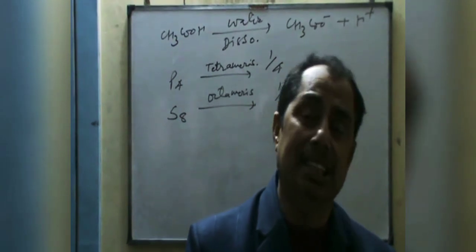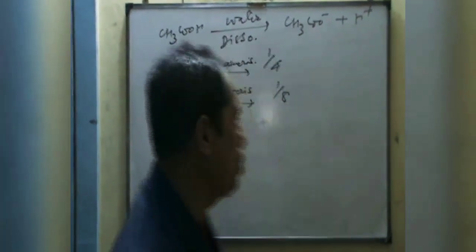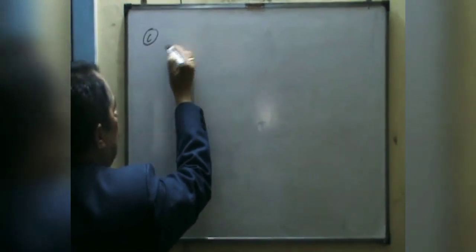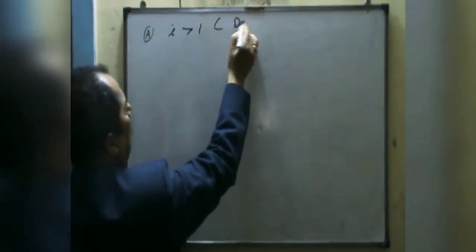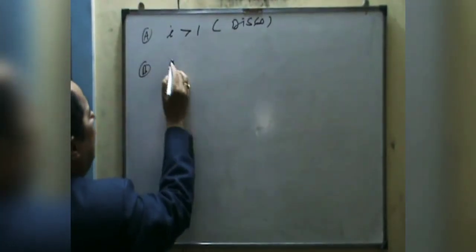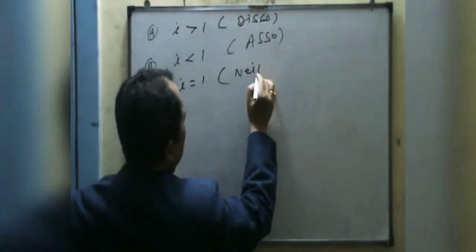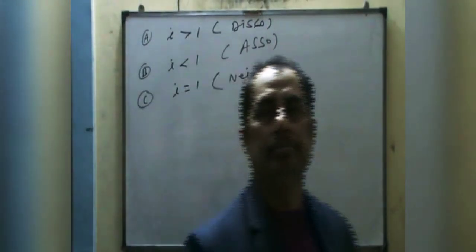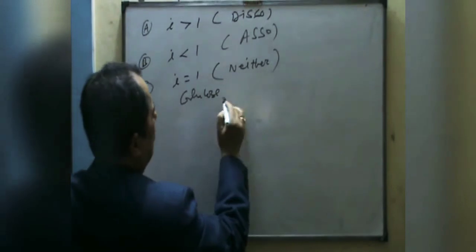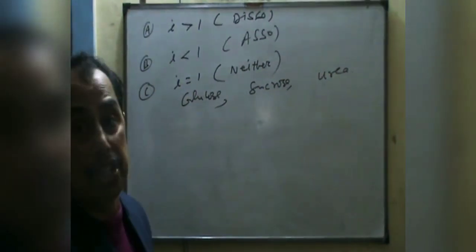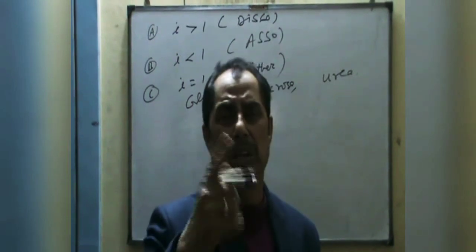But tell me, which particles neither undergo dissociation nor association? So this is case C. One thing: in case of dissociation, case A, i is always greater than 1. Case B, i is lesser than 1, in case of association. And case C, i is equal to 1, neither dissociation nor association. It will remain 1 before and after. For example, glucose, sucrose, urea: they neither undergo dissociation nor association, so i will remain 1.